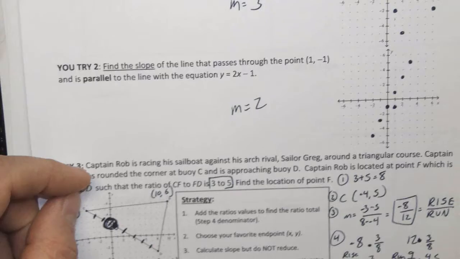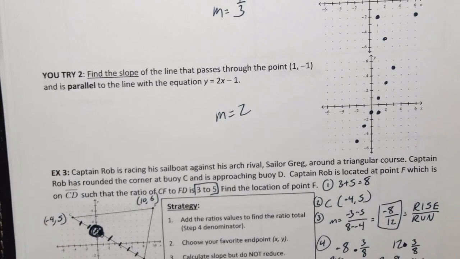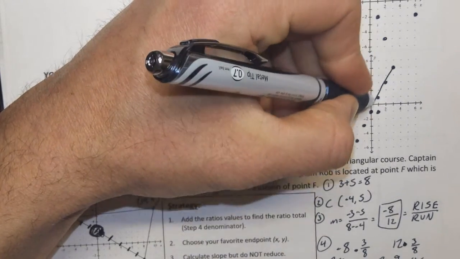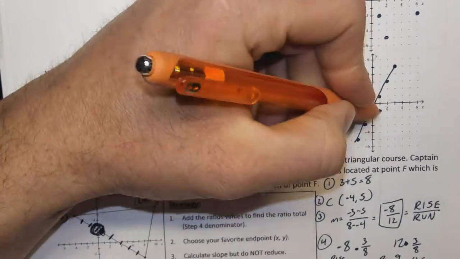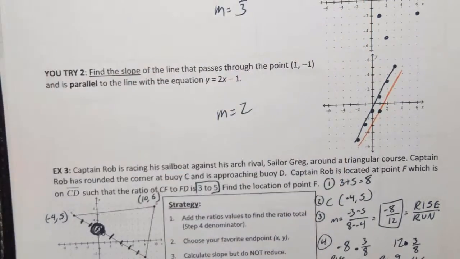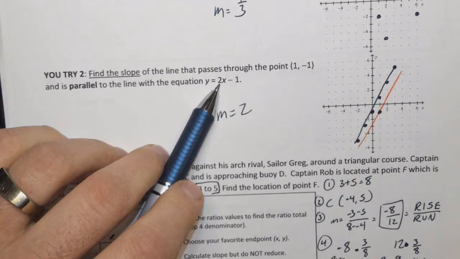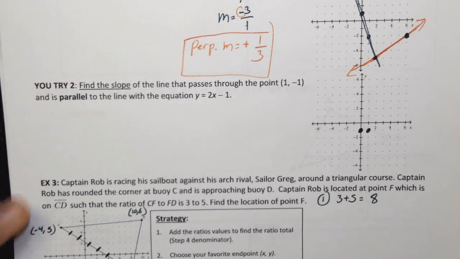Parallel lines have the same slope, so once you are looking at the two different pieces right here, you are going to have the given line right there, and then your line is going to be right next to it. And one of the lines will have a slope of 2, and the other line will also have a slope of 2.